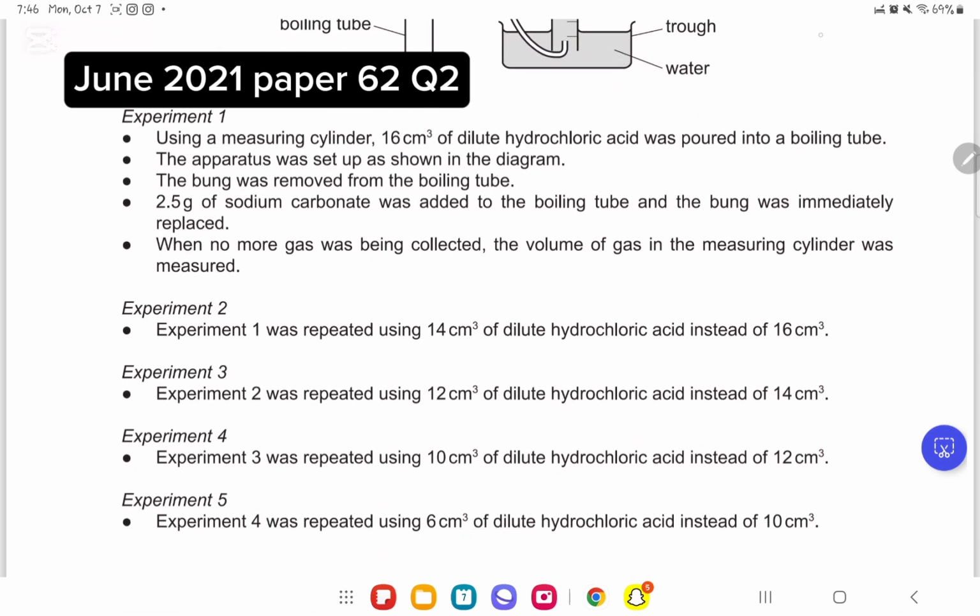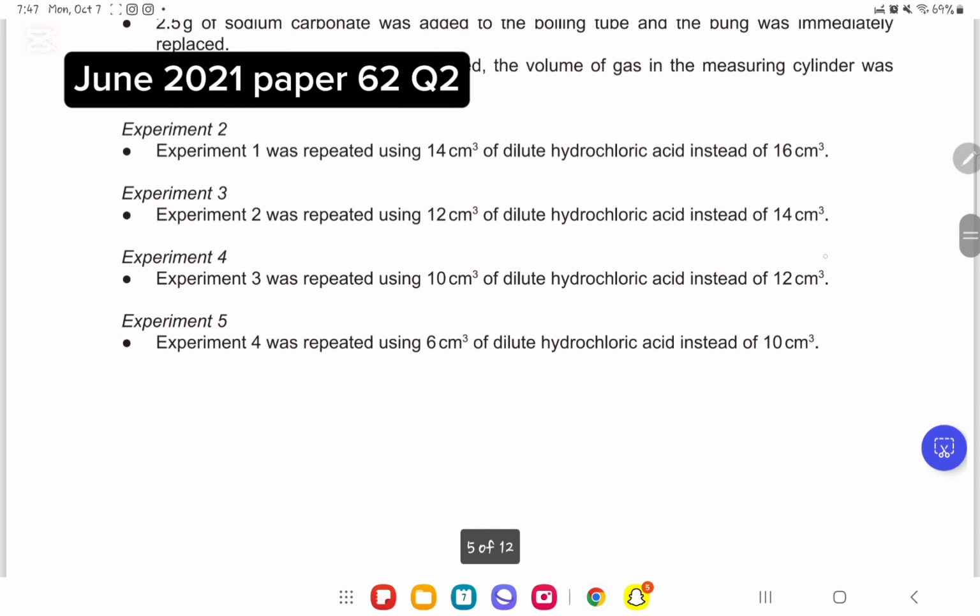Experiment 1. Using a measuring cylinder, 16 centimeter cubed of dilute hydrochloric acid was poured into a boiling tube. The apparatus was set up as shown in the diagram. The bung was removed from the boiling tube. 2.5 grams of sodium carbonate was added to the boiling tube, and the bung was immediately replaced. When no more gas was being collected, the volume of the gas in the measuring cylinder was measured.